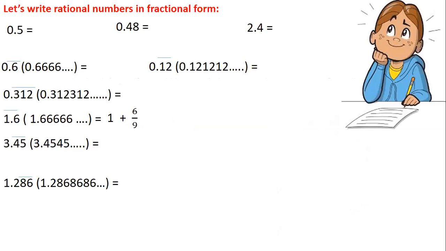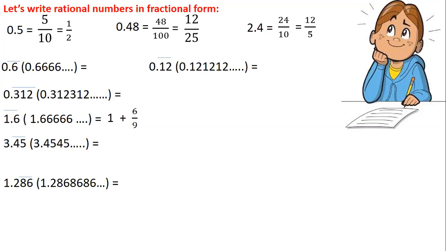Now let's write rational numbers in fractional form. For example, 0.5, it can be written as 5 over 10. So it is a rational number. Of course, 5 over 10, we can reduce it into 1 over 2. 0.48, it is a decimal number. It can be changed into a decimal fraction, 48 over 100, and we can reduce it into 12 over 25. 2.4, it can be written as 24 over 10. It can be reduced into 12 over 5.